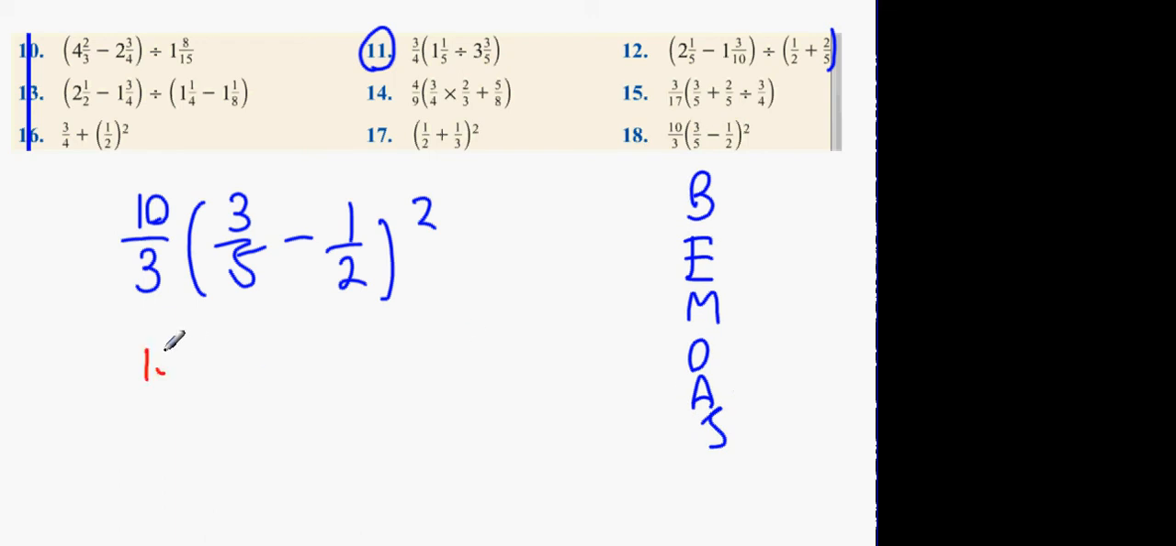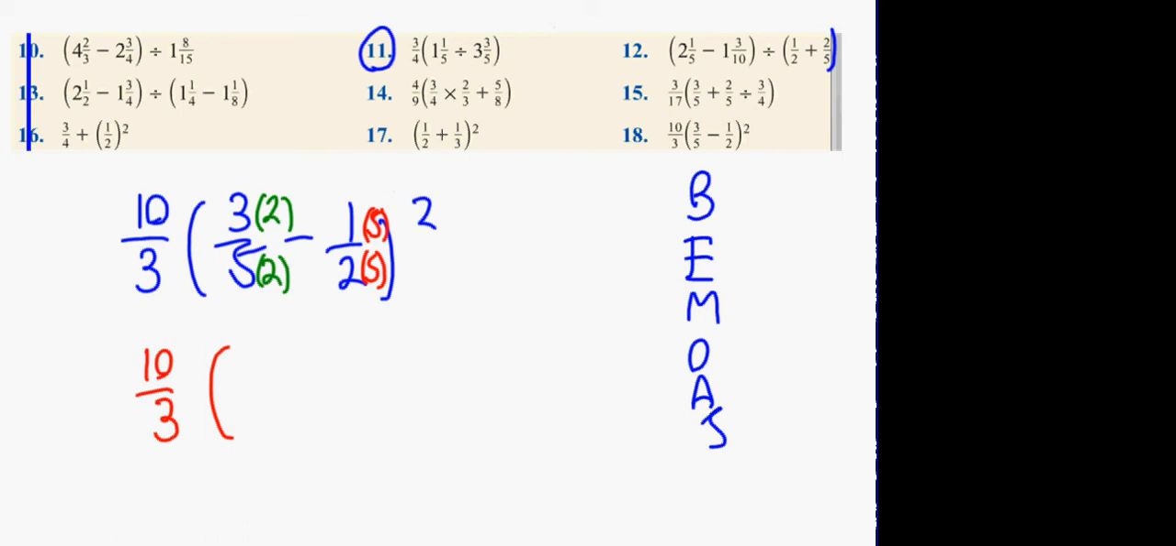You change them both into a number that they both go into. What number will they both go into? 10. How do you change 5 into 10? Multiplied by 2. You multiply the bottom by 2 and the top by 2. And what about the half? You multiply the bottom by 5 and the top by 5.